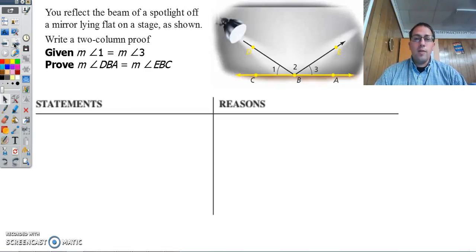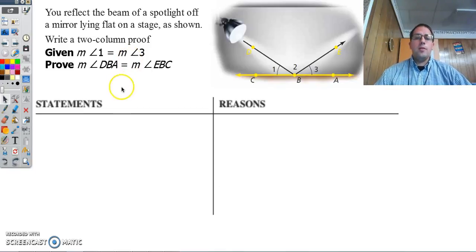We're going to reflect a beam of light from a spotlight off a mirror lying flat on a stage as shown right here. We're given that the measure of angle 1 equals the measure of angle 3, and we know that's true because we learned about it in science classes. We want to prove, though, that the measure of angle DBA is equal to the measure of angle EBC. So we want to prove that these two obtuse angles here are congruent. Because one thing is to say, hey, those measures are the same, and then to prove it. How do you know those are the same?